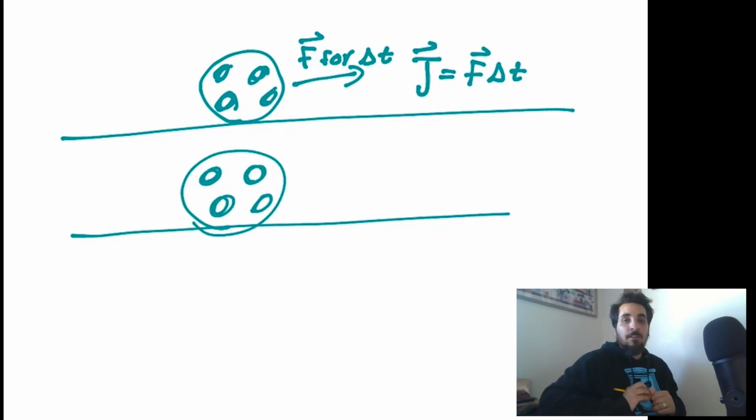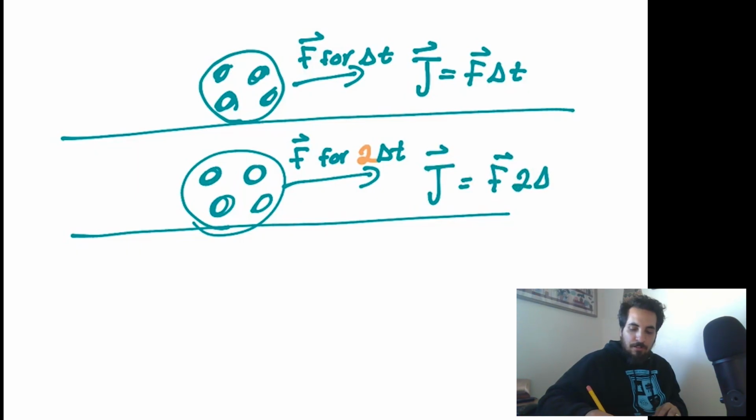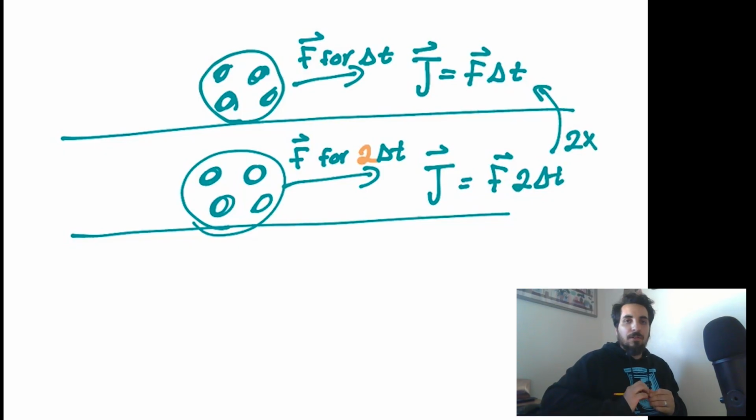same mass for this soccer ball, we apply the same force on this soccer ball, but this time we apply it for an amount of time, not delta t, but 2 times delta t, twice as long. We apply the force for twice as long. That means the impulse is going to be force times 2 delta t. Or in other words, it's going to be twice as large as the original one.